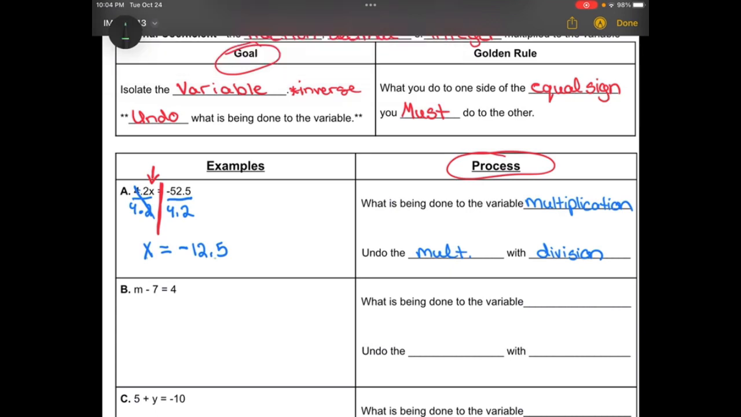We've learned about substitution. I'm going to plug this back into the original. 4.2 times negative 12.5. I'm just checking my answer. And what do you know? Negative 52.5. So that means my answer is correct. You can easily check your answer by simply plugging the value back in.